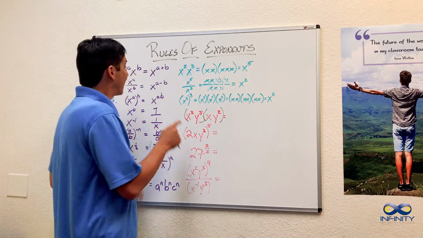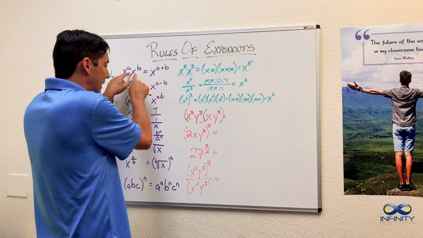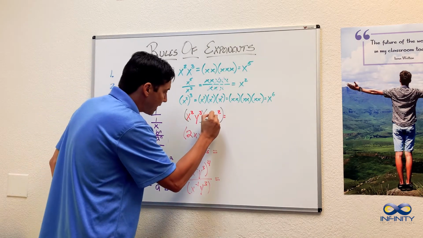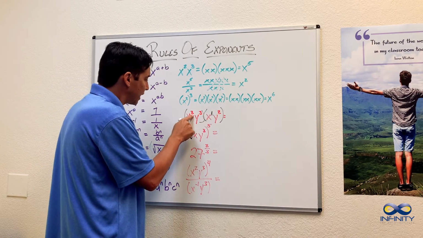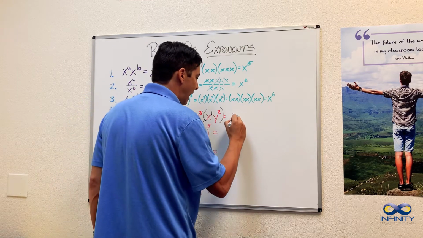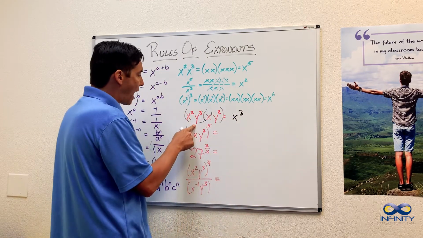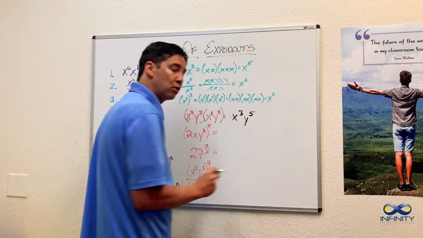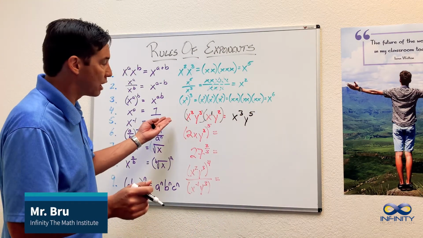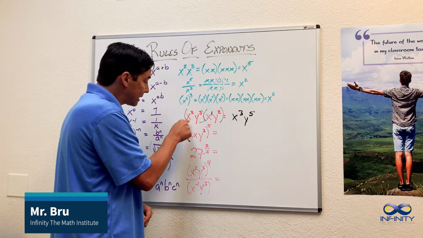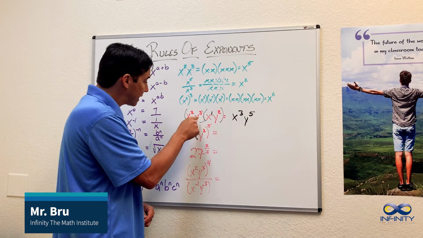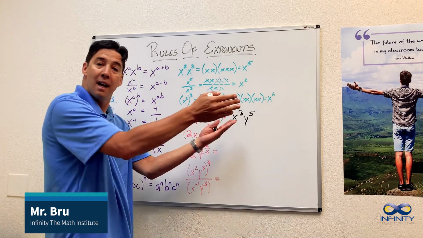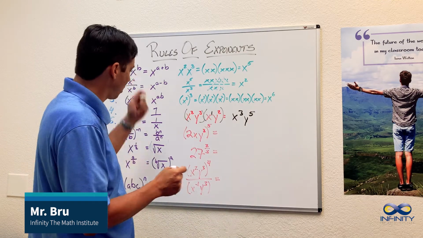So we simply take the like terms and add the exponents. There's an imaginary 1 here. So x to the 2 plus 1 is x cubed. y to the 3 plus 2 is y to the 5th. It's really that simple. I could have drawn it out, x times x times x times y times y times y times y times y, but we understand we have our shortcuts.